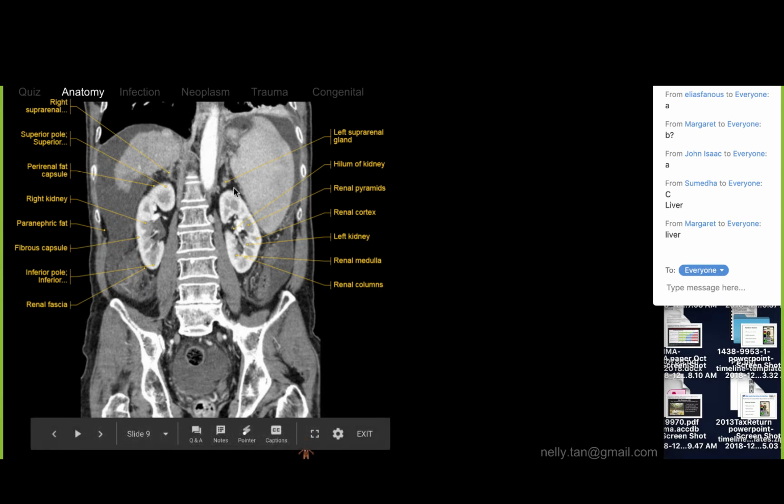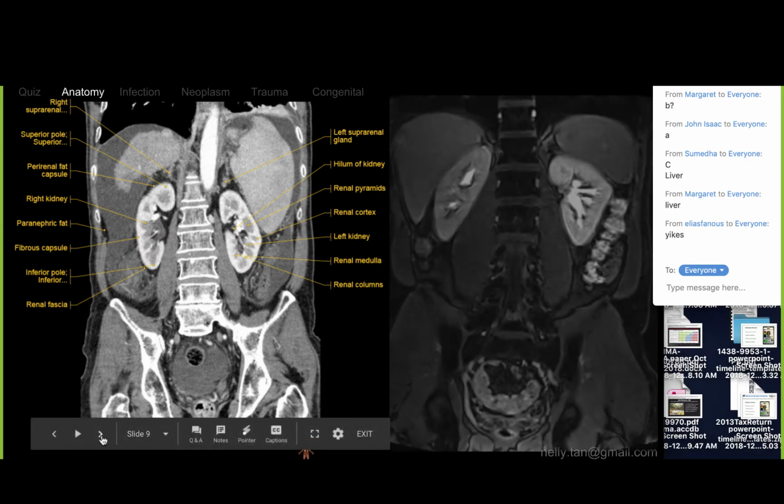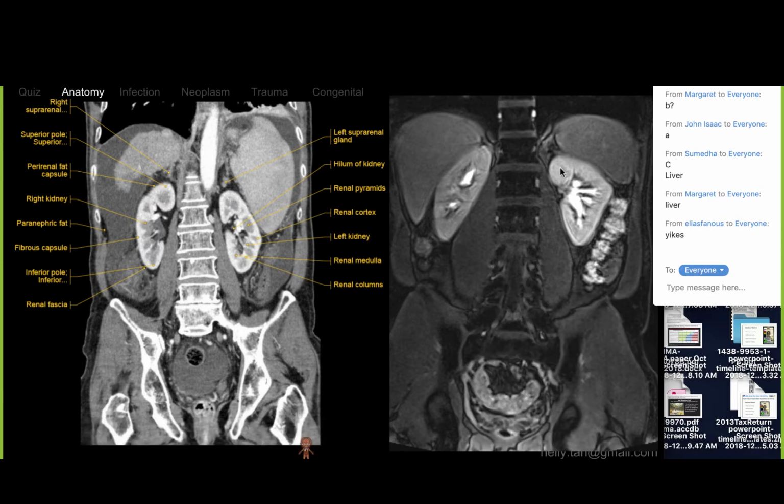So the kidneys, and above the kidneys are the adrenal glands. And then we have the ureters that track down into the bladder. This is an excretory phase. So there's a special kind of sequence or protocol called a urogram, which is optimized to look at the kidneys and the collecting system, which are the topics of this lecture.